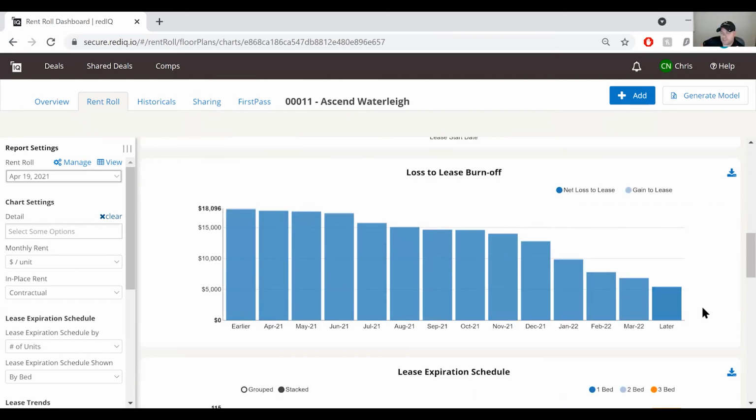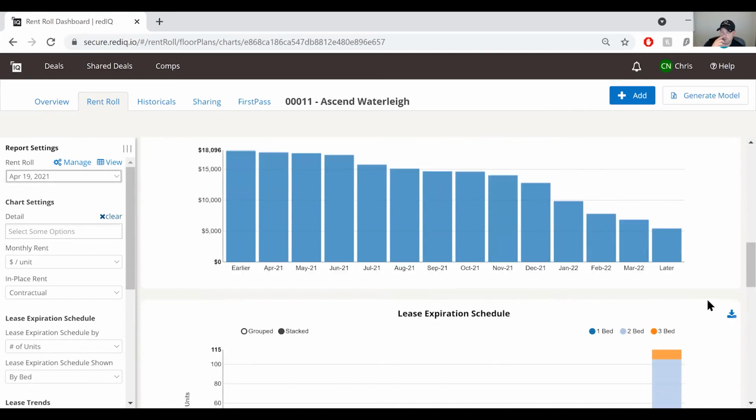Loss to lease is just your difference between market rent and what you're actually charging. So it's the loss of what you could be achieving compared to what you're actually charging. And so we're seeing how, obviously as a new property, they want to get it leased up, so they're charging less rent and giving higher concessions. So they have a higher loss to lease. And as that property becomes stabilized, you see it declining and becoming a lower and lower loss to lease.